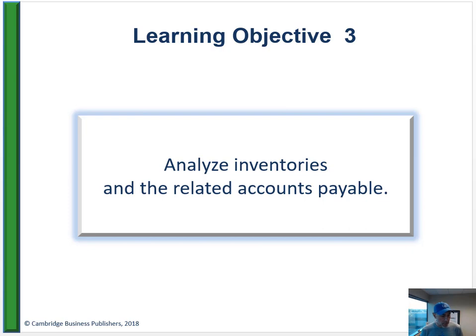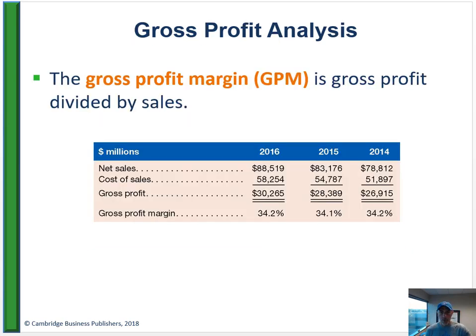Learning objective number 3, analyzing inventories and related accounts payable. Okay, so our authors here are beginning with gross profit margin, which we've already covered, and I want to make sure that everyone is analyzing gross profit margin over time and relative to their peer groups. And you can see that in this example, gross profit margin is fairly stable.